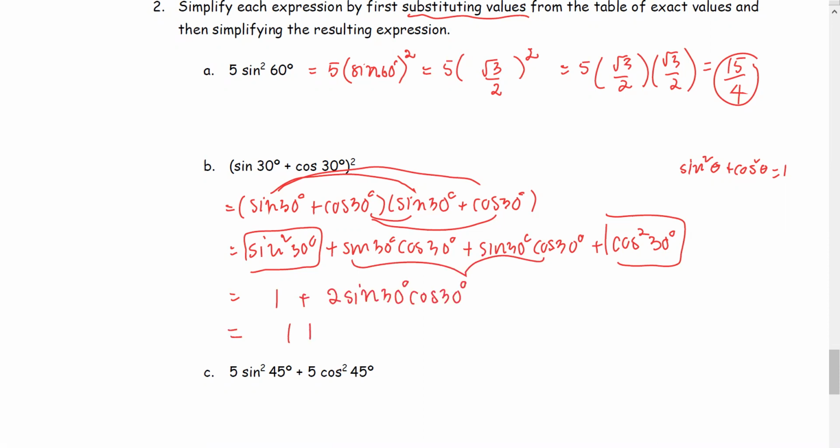And next, from the table, we get the sine of 30 degrees as 1 over 2 and the cosine of 30 degrees as square root 3 over 2. Simplify the numbers. 2 and 2 reduce. You will get 1 plus square root 3 over 2 as the exact solution.